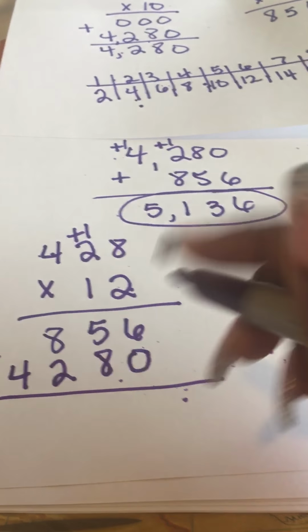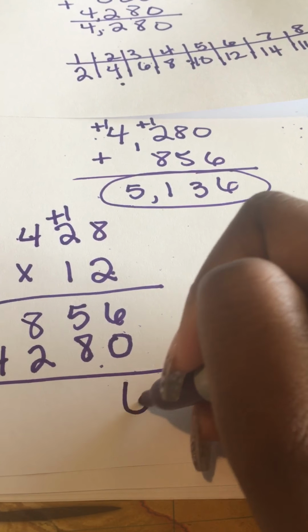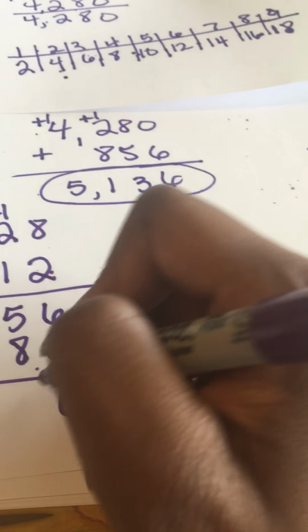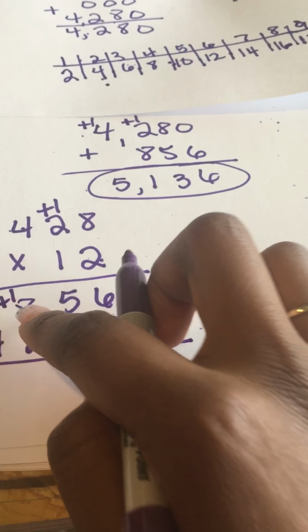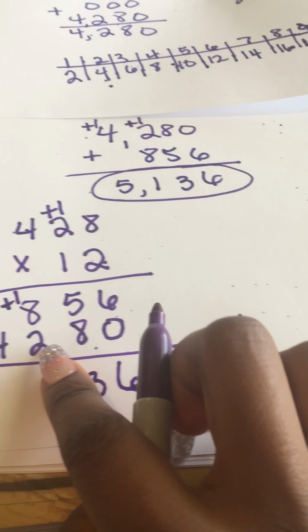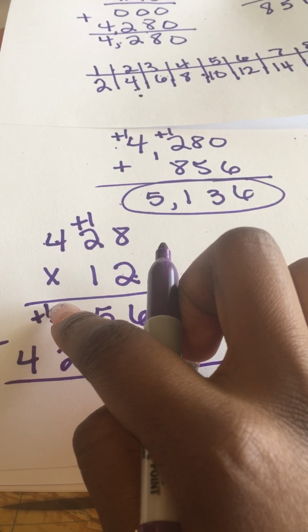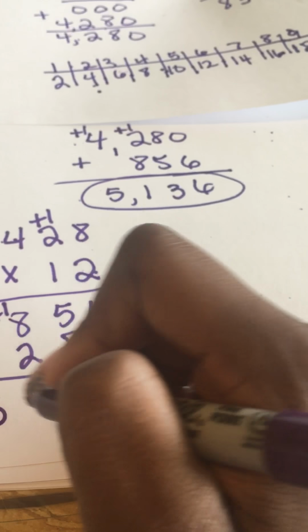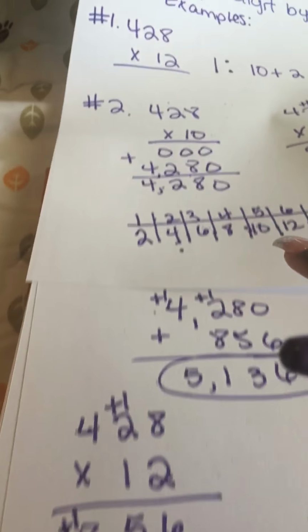6 plus 0 is 6. 8 plus 5 is 13. Drop the 3, carry that 1. 8 plus 2 is 10. Plus 1 more is 11. Carry that 1. And 5. Which is the same thing as they did up here.